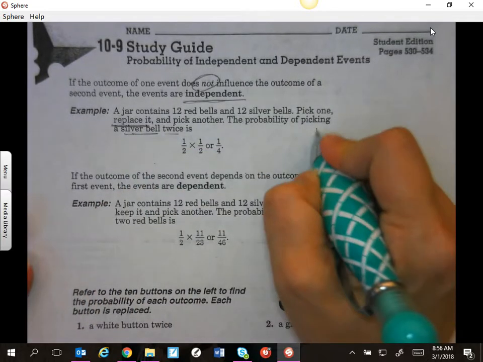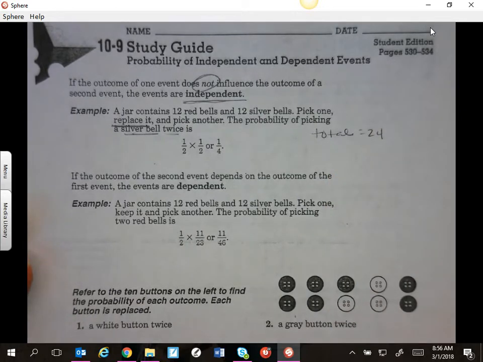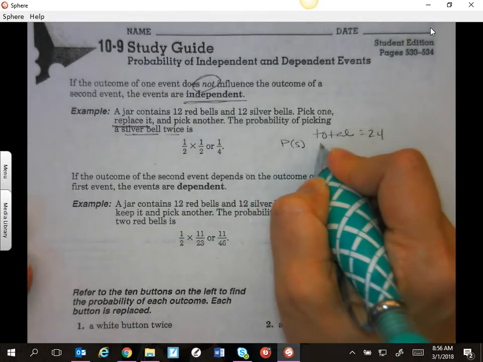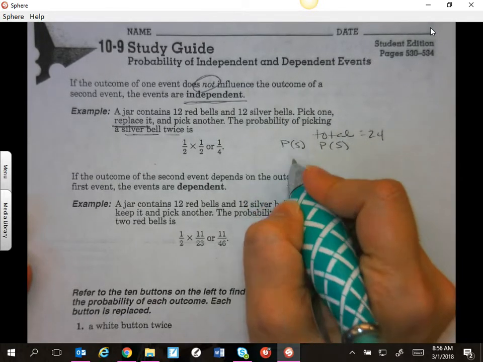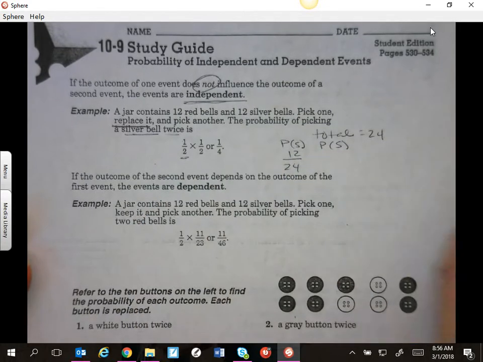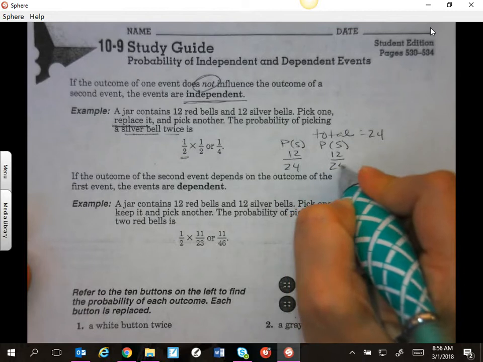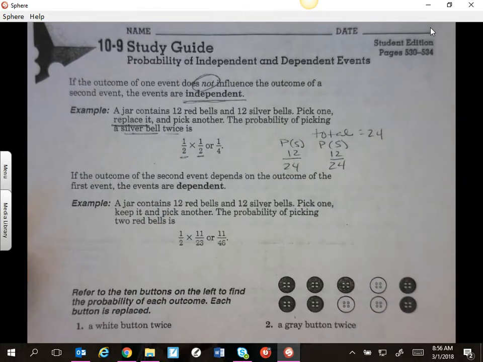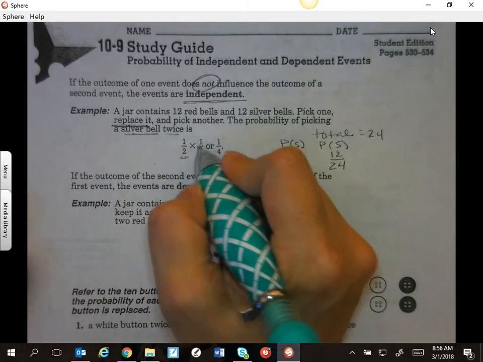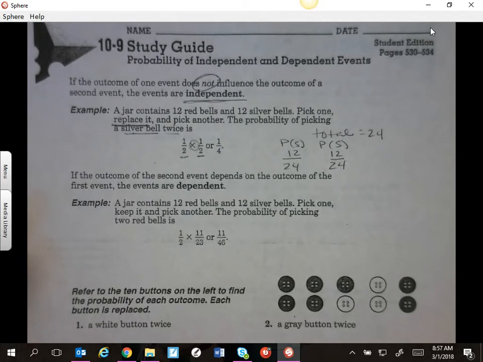So we know that we have a total of 24 outcomes. That, of course, is our denominator. We want the probability of a silver bell, and we want the probability of another silver bell. So we have 12 silver bells out of 24, which is where this 1/2 comes from. We put the silver bell we pick back into the jar. So there are still 12 silver bells out of 24 in the jar, which is, again, 1/2. When we have more than one event happening, we are going to multiply our fractions. So 1/2 times 1/2 is 1/4. And that is independent because at all times we have 24 bells in the bucket.